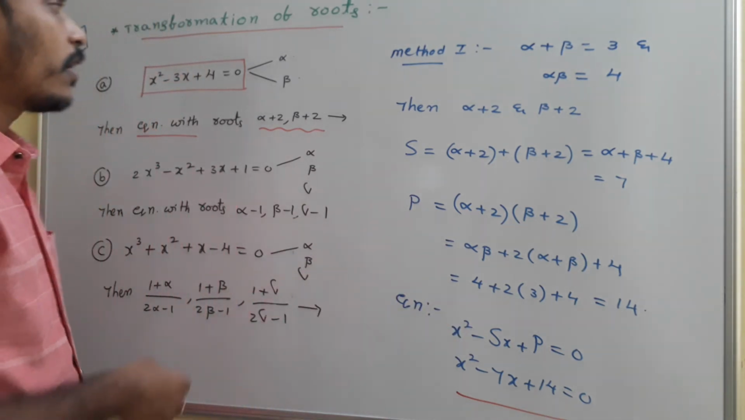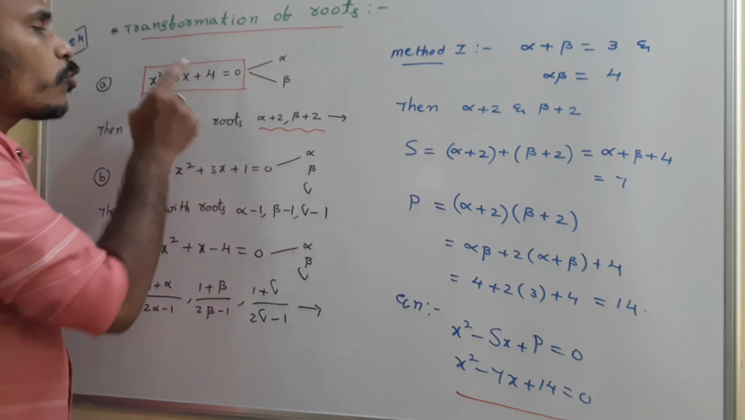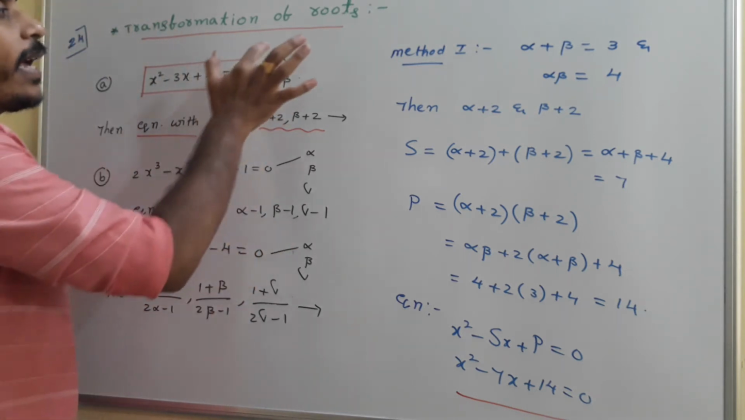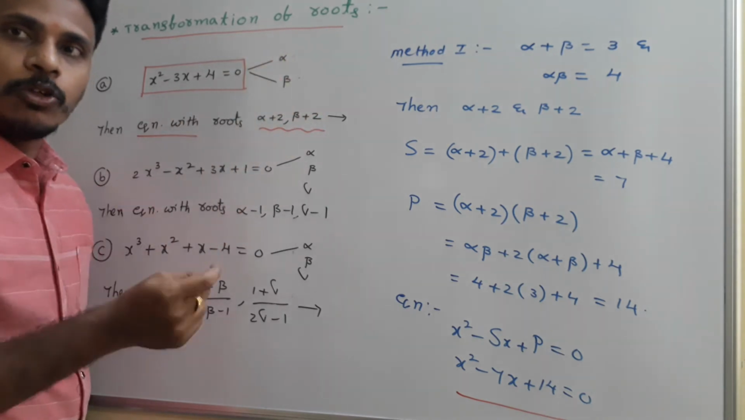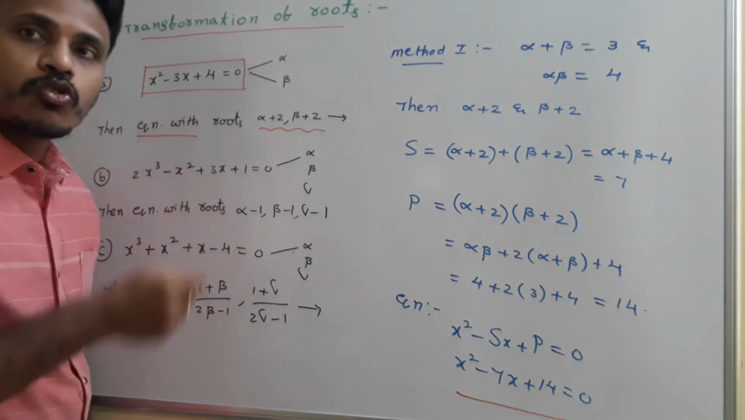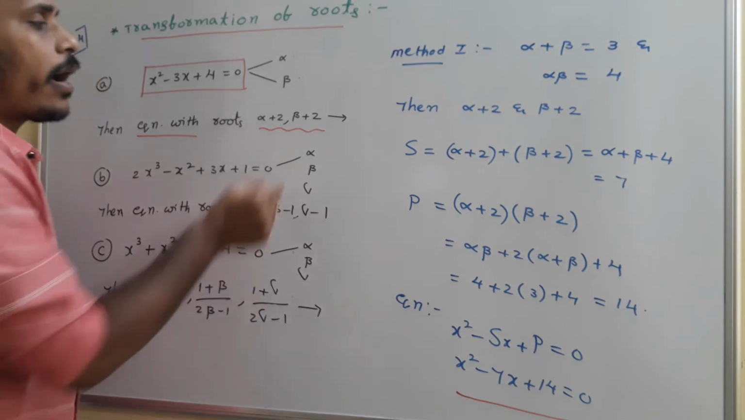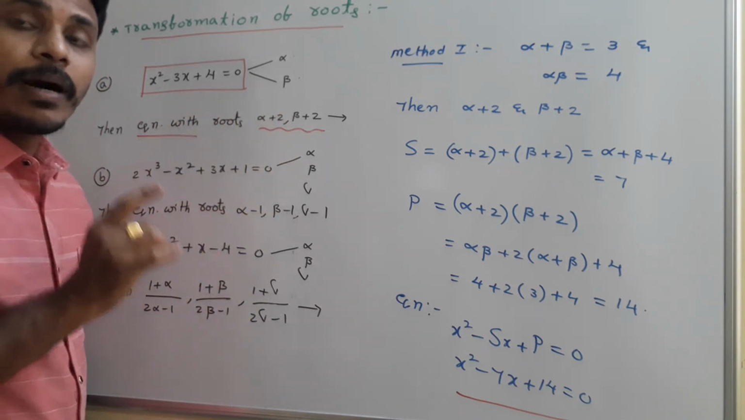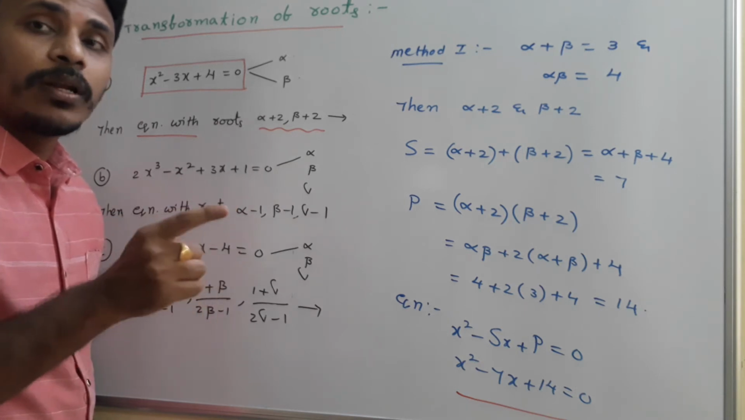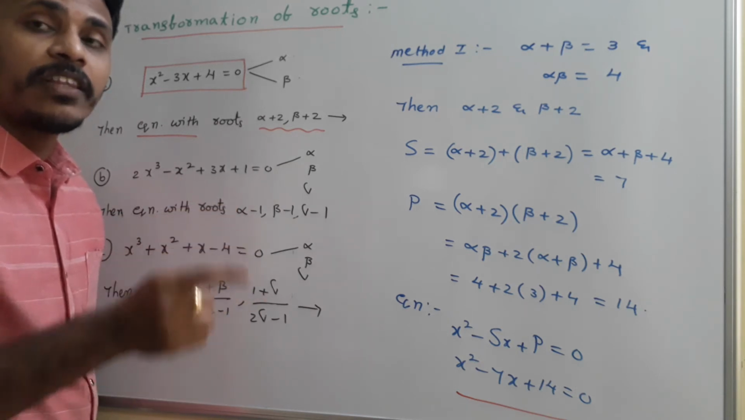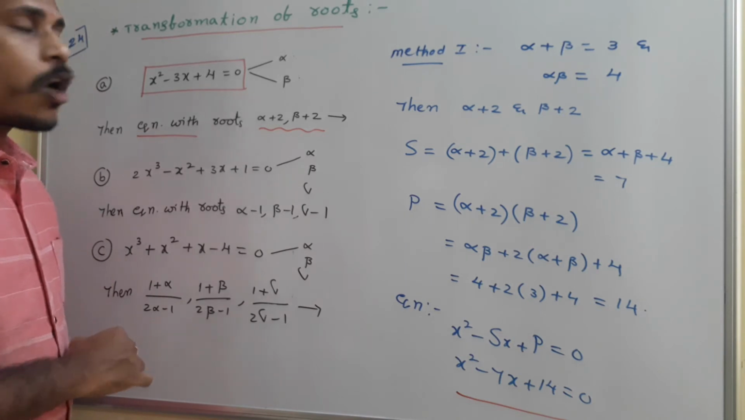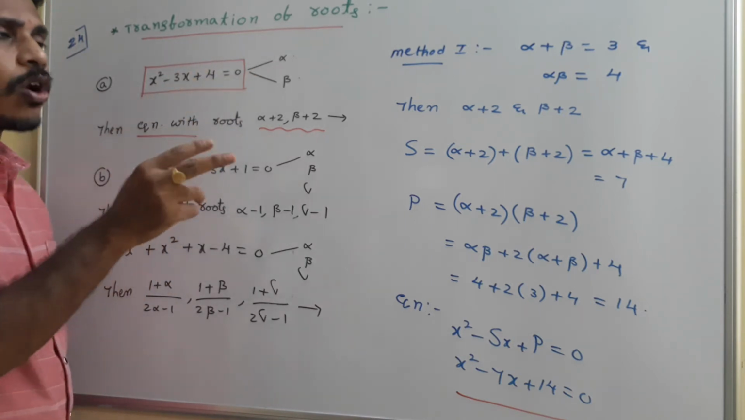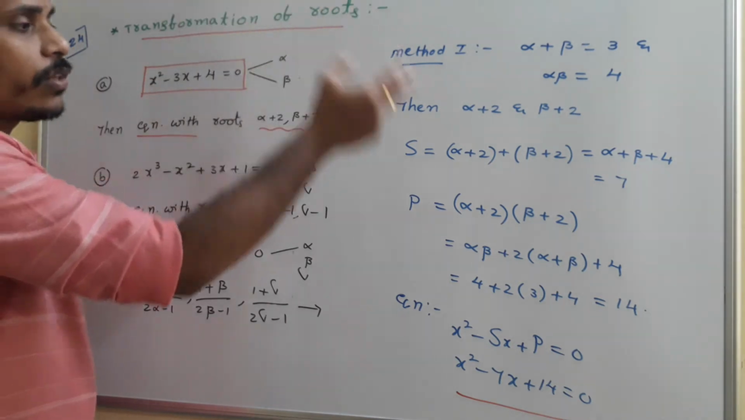In that method, suppose you have a chance to find the roots of the equation directly, find alpha and beta values, calculate alpha plus 2, beta plus 2 values, and after having these values find the equation. That is a very simple way. But that simple way is possible only if you have a chance to find the roots of the given equation. But finding roots of this given equation is not easy. That's why I am going with this method.